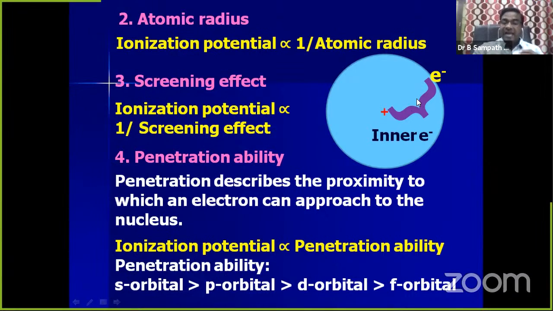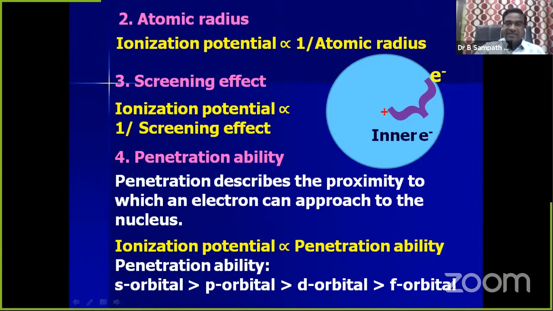Now, if the inner electrons are more and more, these inner electrons shield or cover or decrease or screen the attraction of nucleus over valency electrons. That is called screening effect. Here, more inner electrons present, more screening effect. If less inner electrons present, less screening effect.